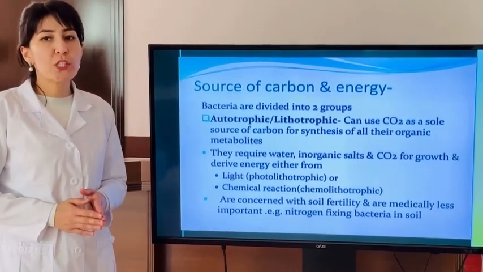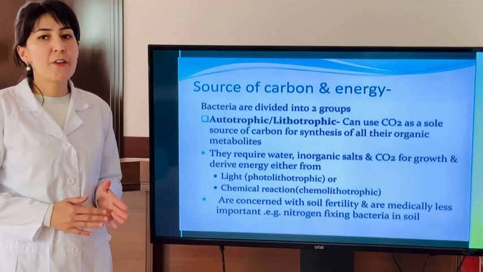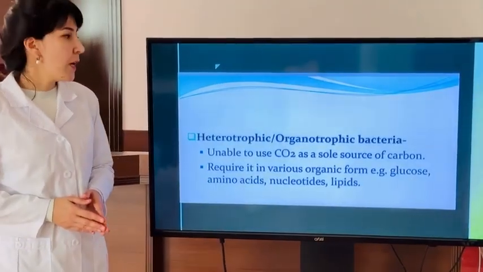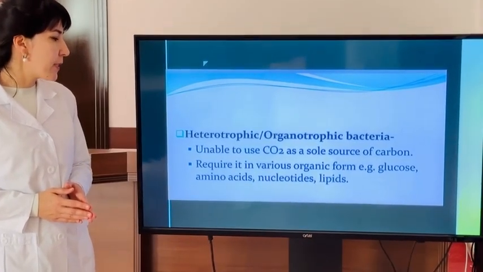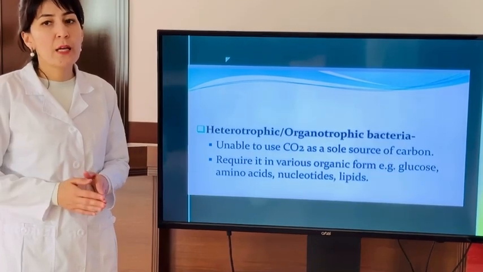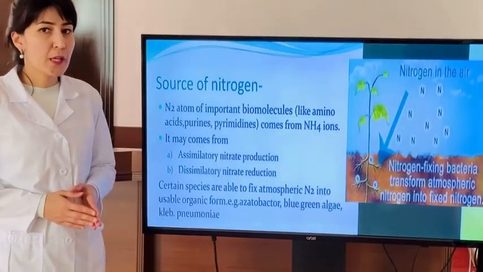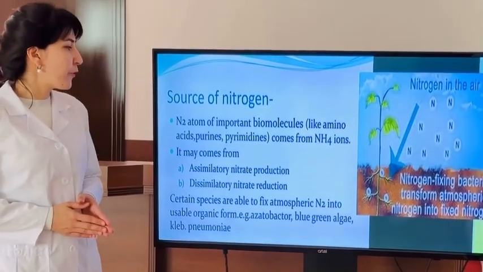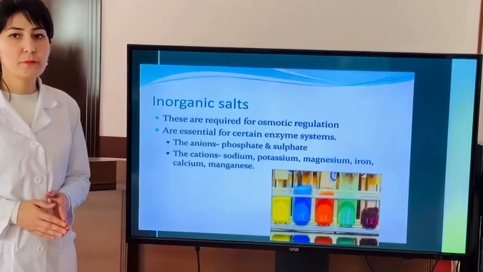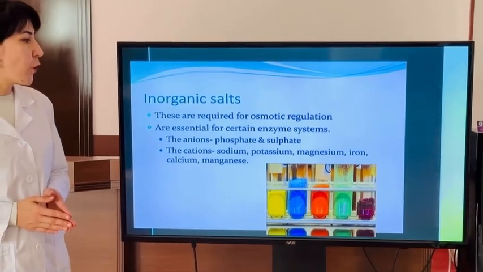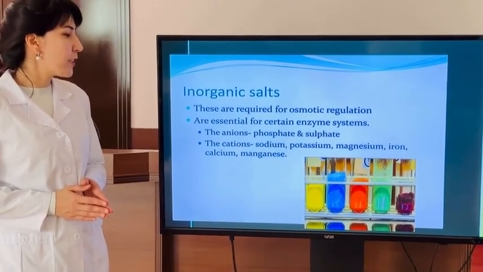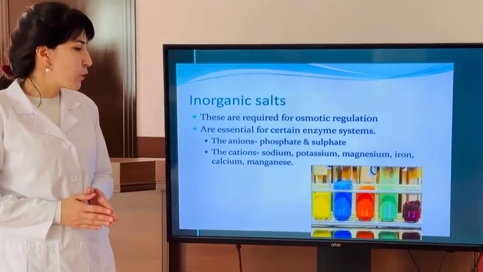They require water, inorganic salts, and carbon dioxide for growth, and derive energy from light, chemicals, and other things. Heterotrophs or organotrophs are unable to use carbon dioxide as a sole source of carbon; they require various organic forms such as glucose, amino acids, nucleotides, and lipids. Nitrogen is an atom of important biomolecules. Inorganic salts are required for osmotic regulation and are essential for certain enzyme systems: the anions phosphate and sulfate, and the cations sodium, potassium, magnesium, iron, and calcium.